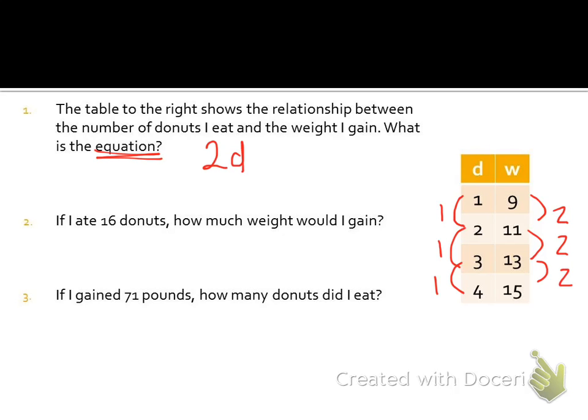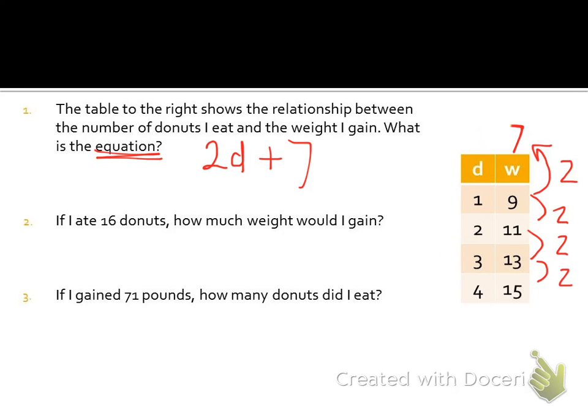Now, what I want to see is, what if I had 0 donuts? What did I start at? Because right here, this isn't what I started at. That's after I already ate 1 donut. So I go here. Remember, it changes by 2, so then that has to be 7. So then that means I started at 7. That's my equation.